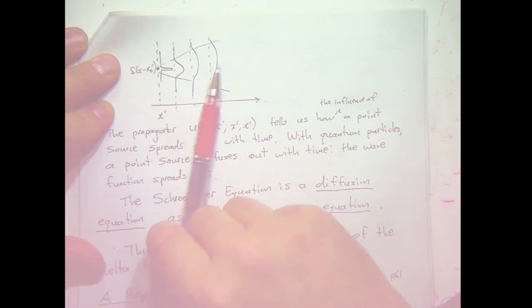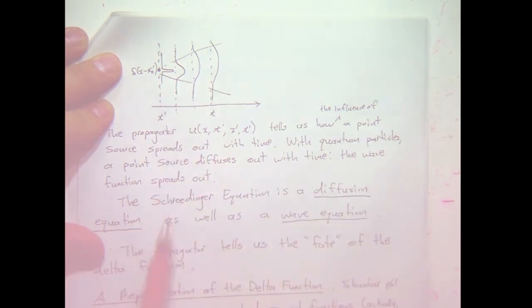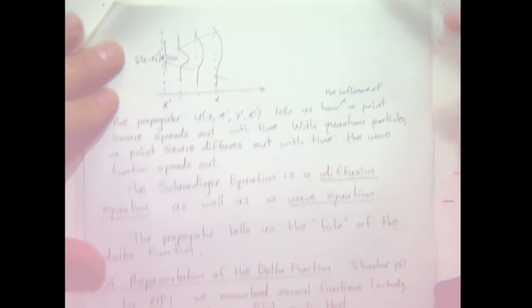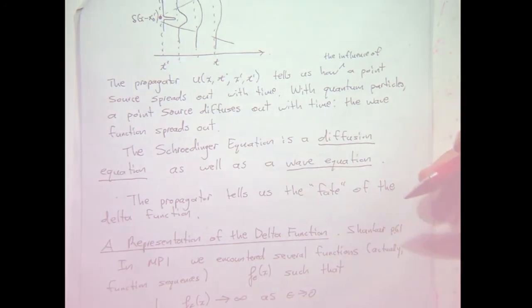This looks like a diffusion through space time, and it is. The Schrodinger equation is a kind of diffusion equation. But it's also a kind of wave equation because you get interference effects.